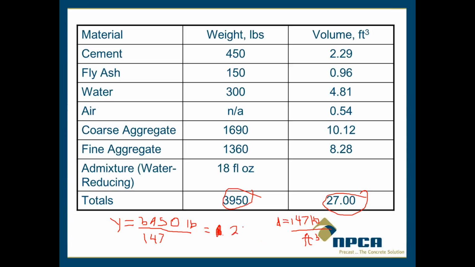So we ended up with 26.83 cubic feet of concrete. So we were supposed to get 27. That's what we were hoping for. So our yield is just a little bit low.